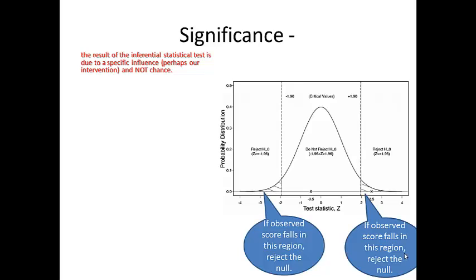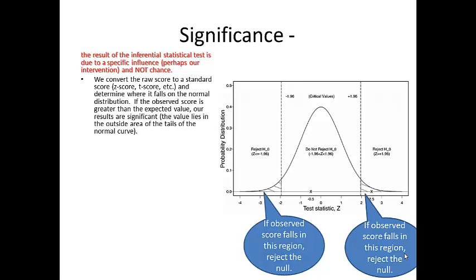We know that our sample for this particular variable is not likely due to chance. Perhaps there's some reason, maybe it's our intervention, that our group is different from what we would expect in the normal curve.